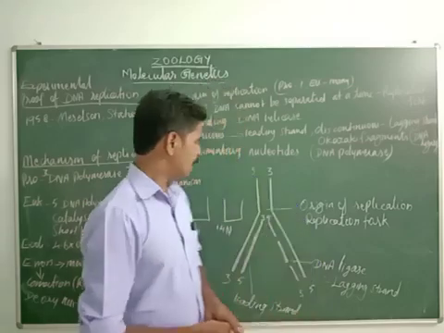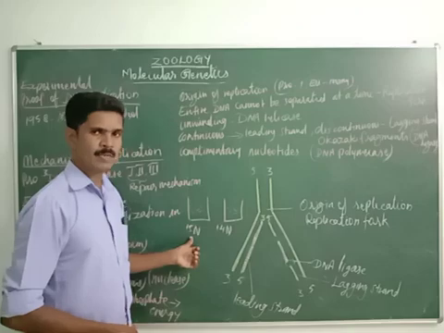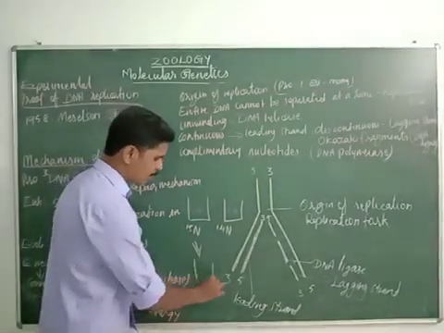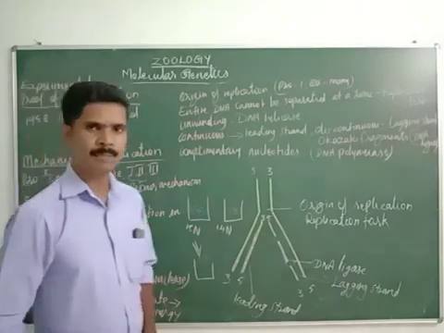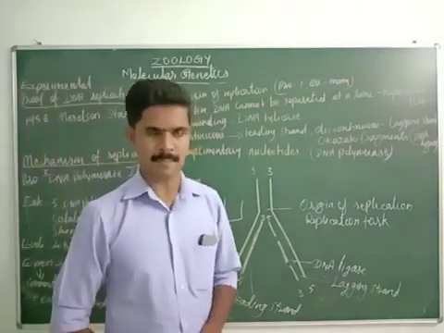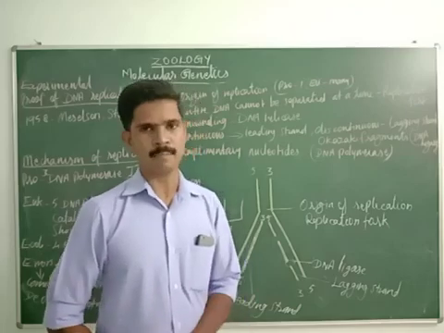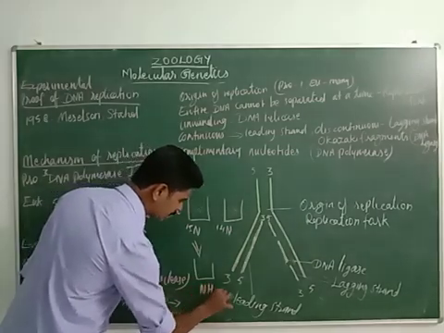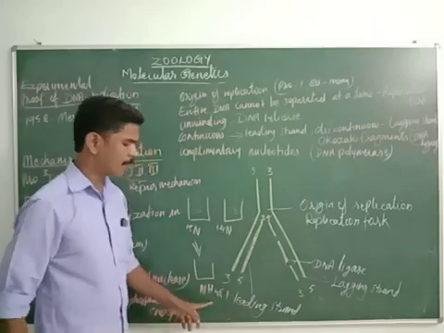Now the DNA which contains the heavy isotope, N15, is added into another culture medium. In this culture medium, they get one substance, called ammonium chloride, NH4Cl. So in this culture medium they get some amount of ammonium chloride, NH4Cl.